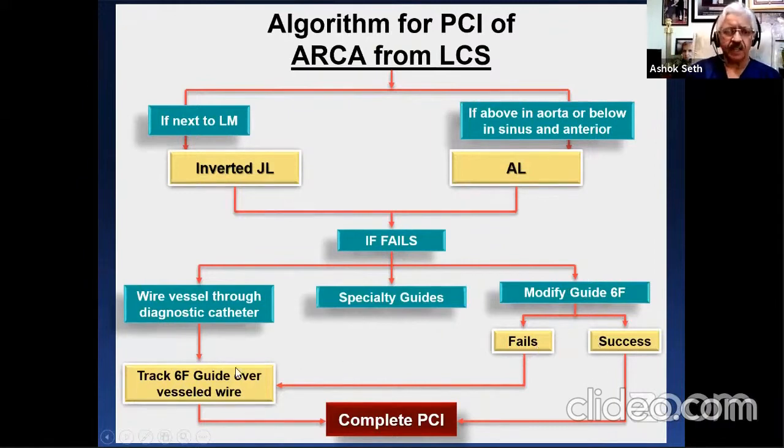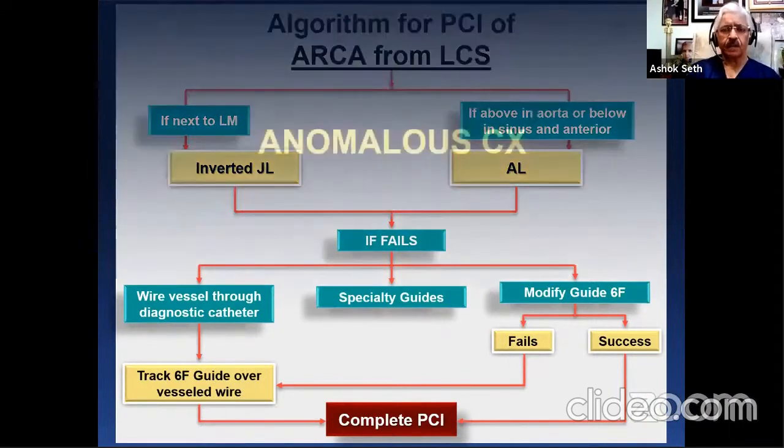But if I fail, then I would modify my diagnostic catheter, get in, track a wire through, and then over the vessel wire, get my modified guide in and complete the PCI procedure. So this is my algorithm for anomalous right coronary from the left sinus.